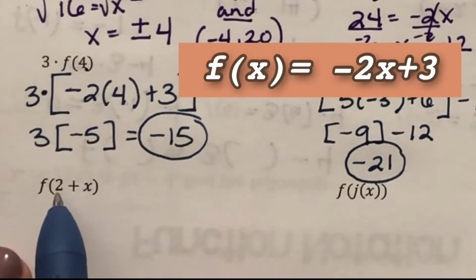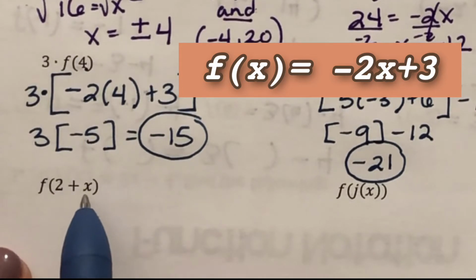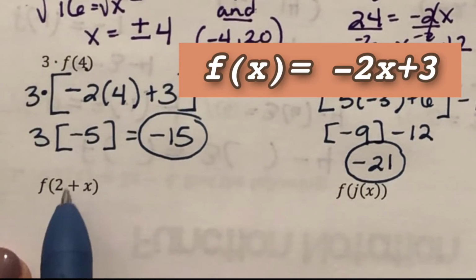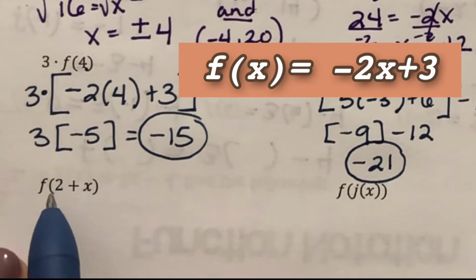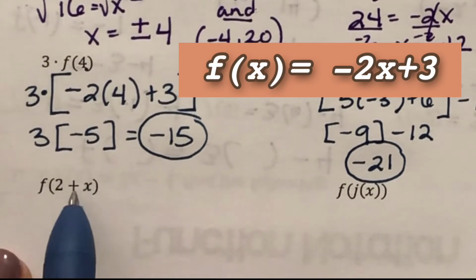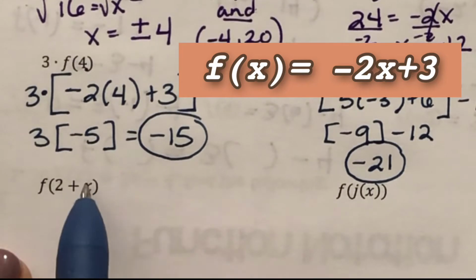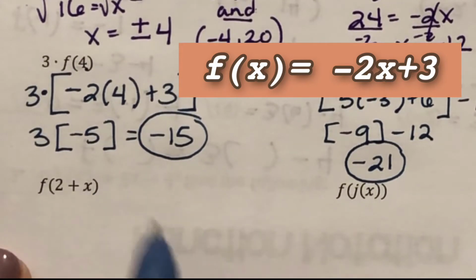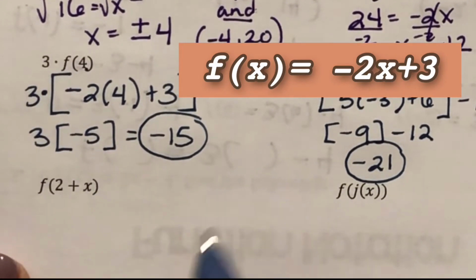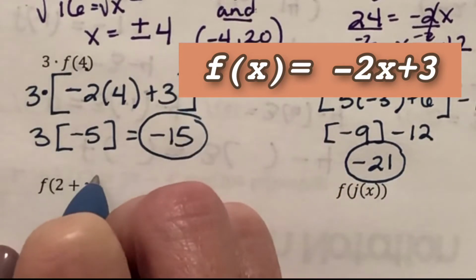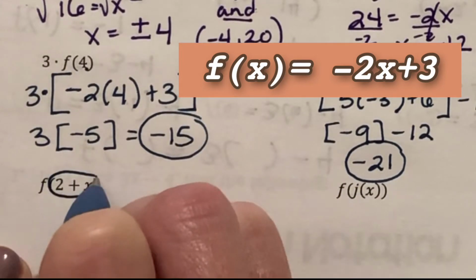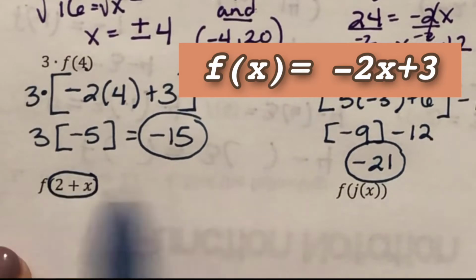I have f of 2 plus x. This is basically saying whatever my x value is, I'm going to plug it into f, but before I do that, I'm going to add 2 onto it. And then I'm going to go ahead and see what my answer is. Now notice, since we have x, we're plugging x in, our actual answer is going to have x in it as well. So what's going to happen is I'm going to replace x with 2 plus x.